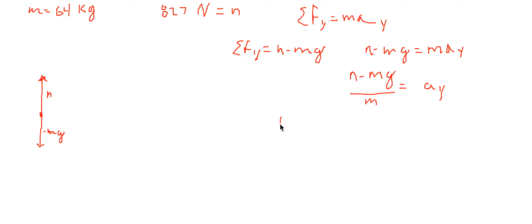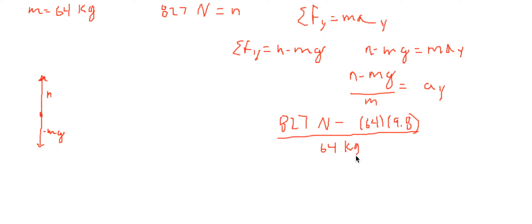So now plugging in our values, we have 827 newtons minus 64 kilograms times 9.8 meters per second squared for gravity, divided by 64 kilograms. We end up getting a value of 3.12.